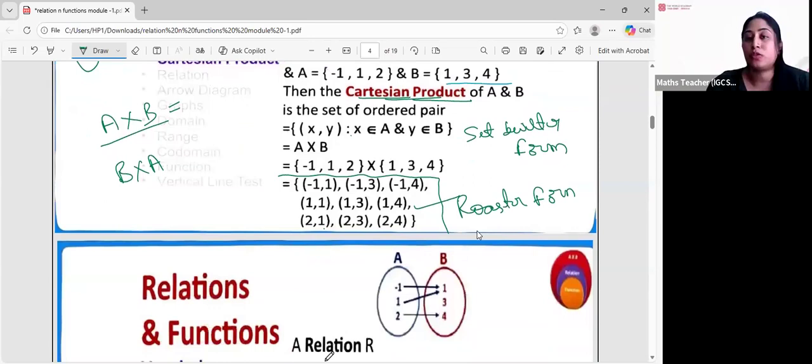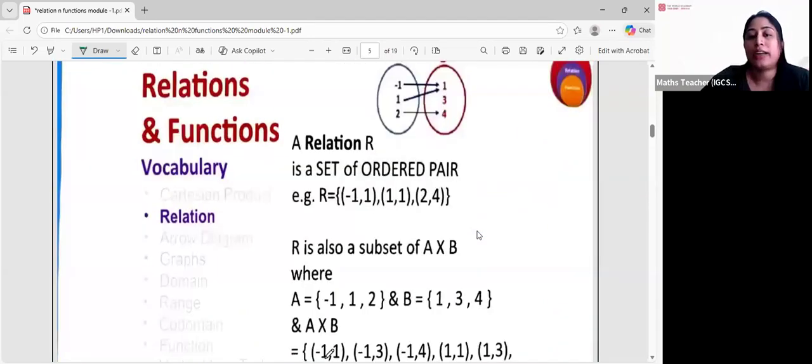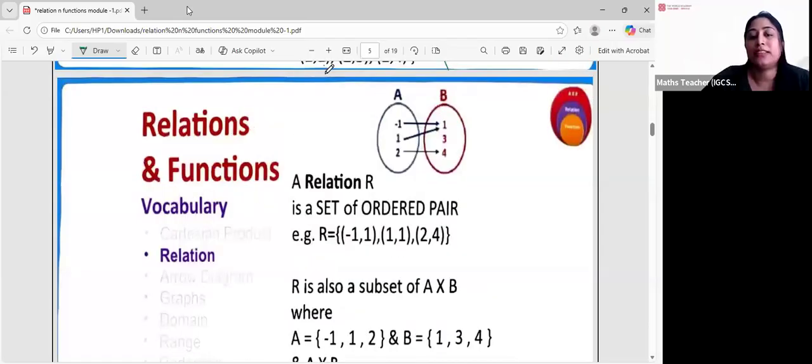The relations. Okay. So a relation R is a set of all ordered pairs. So it's a set of all ordered pairs. So relation is nothing but, so minus 1 is related to 1. So we relate the elements of set A to set B with an arrow mark. So if they are related with an arrow mark, we say the sets are in relation.